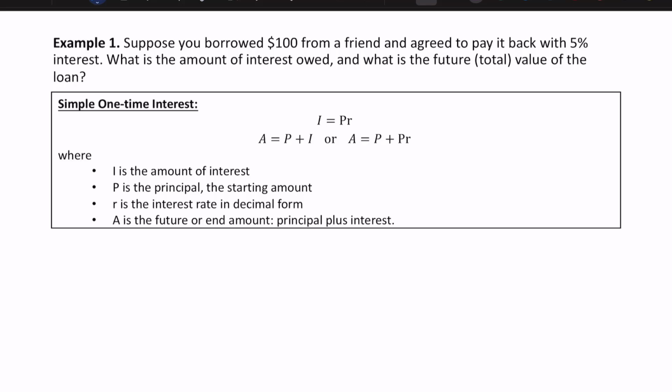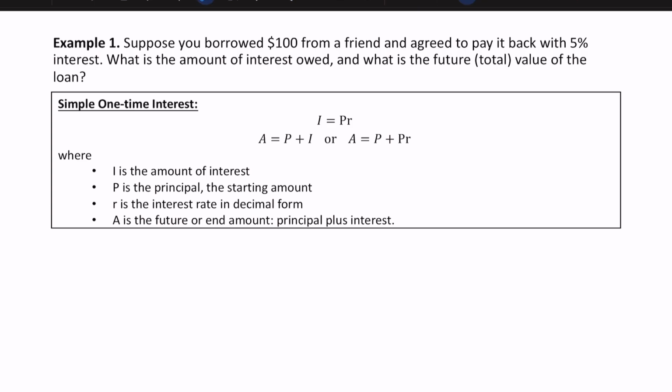Section 2.2 is on simple interest and compound interest. These two types of interest differ in how the amount of money you earn is calculated. For simple interest, which is what we're looking at for this first problem, simple interest is calculated based only on the principal amount, or the original or starting amount.